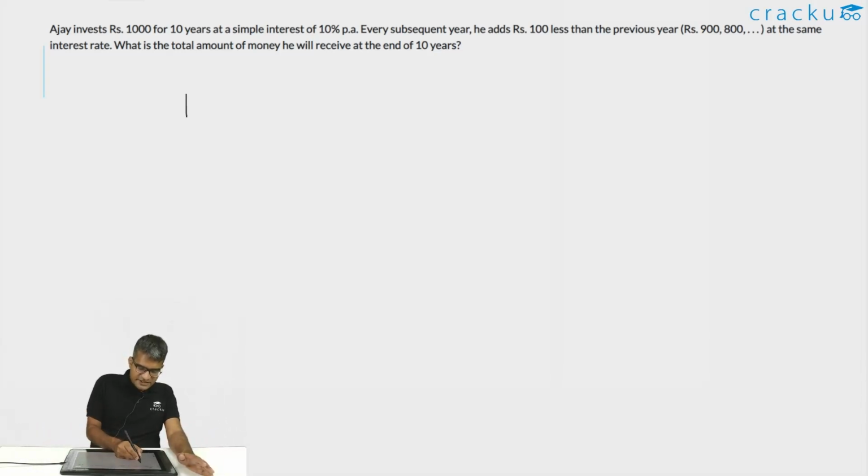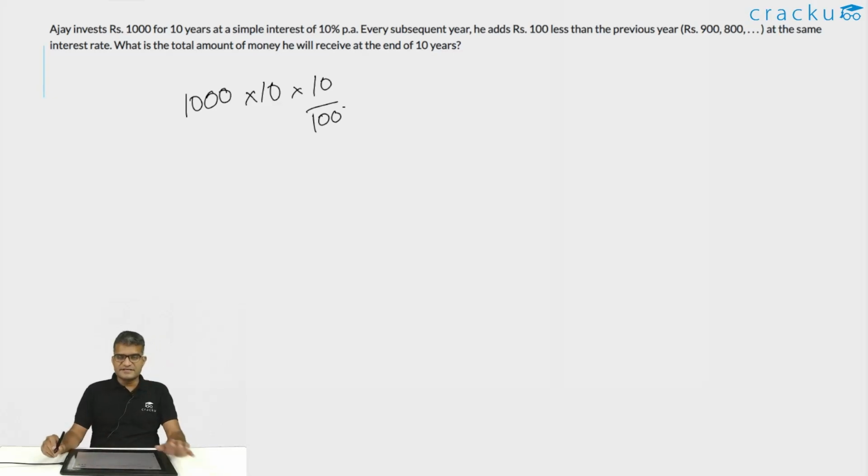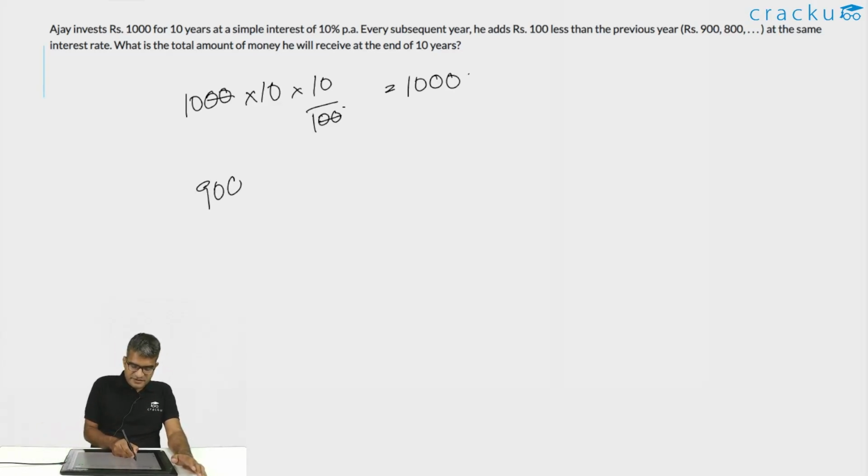So the first 1000 that he invests for 10 years and the rate of return is 10%. This is the simple interest on that amount. This is equal to ₹1000. This is the simple interest. The next year he invests ₹900. And how many years does this 900 accrue interest for? It is invested for only 9 years because this is invested after 1 year.